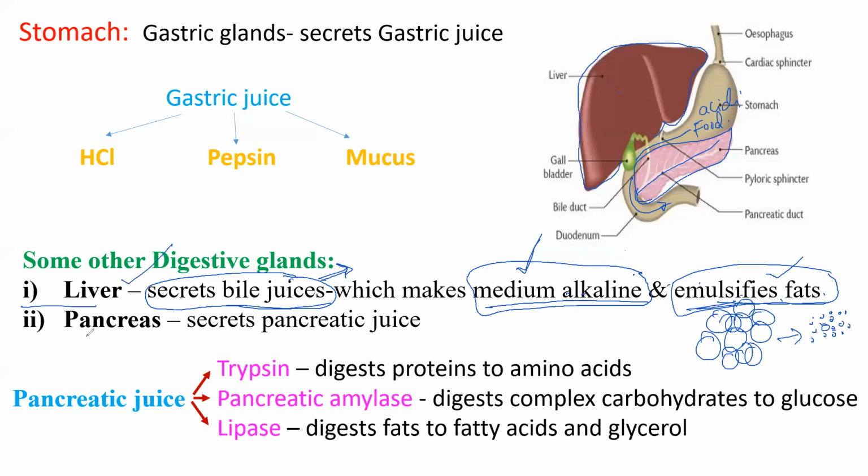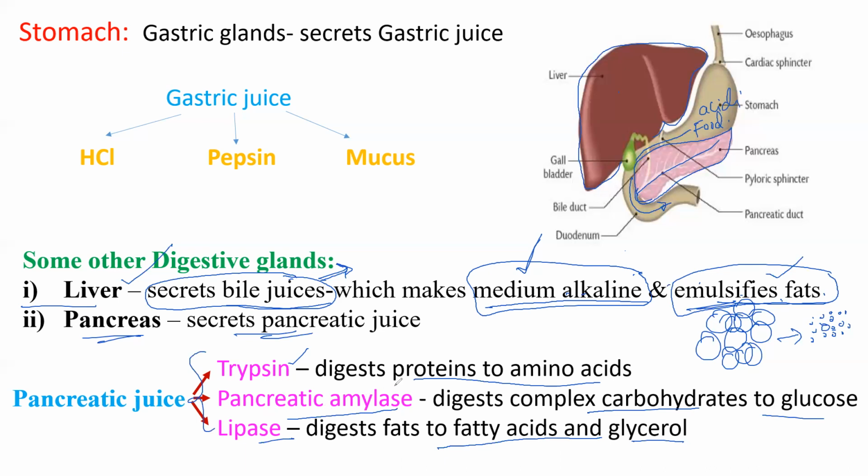Next gland is the pancreas, which is the second largest and a leaf-like structure present close to the stomach. It secretes pancreatic juices. These pancreatic juices have three enzymes. Those are trypsin, which digests proteins to amino acids. Number two, pancreatic amylase, which digests complex carbohydrates to glucose. Lipase, which digests fats to fatty acids and glycerol. Remember, very important, the three enzymes and their functions.